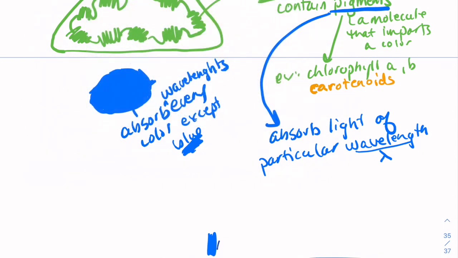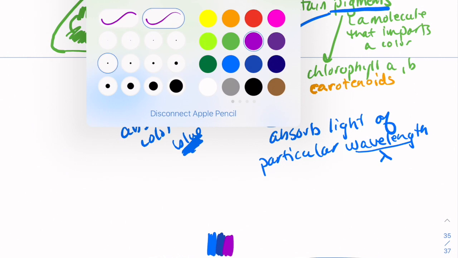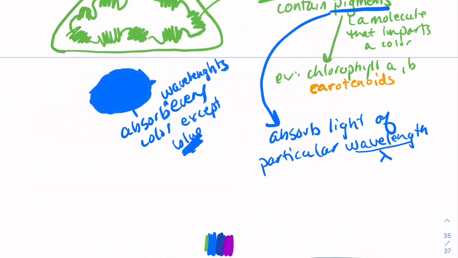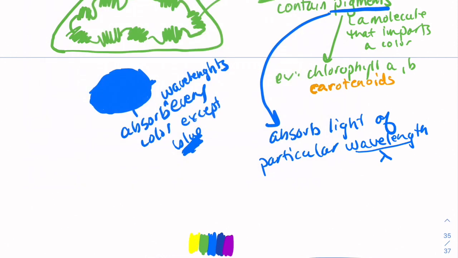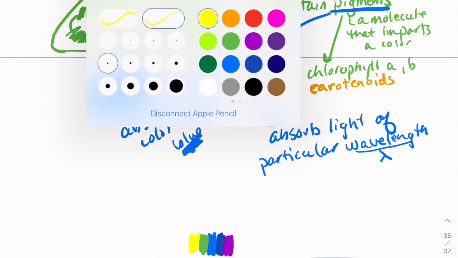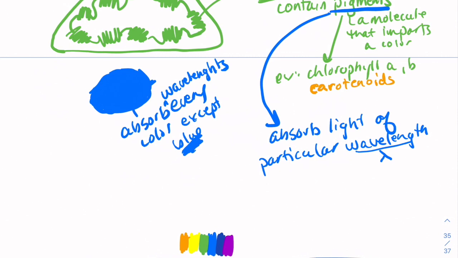Blue, indigo, violet, all right. Green. G-R-O-Y, I need yellow. You have seen this before, probably. Okay, so there we go, Roy G. Biv.